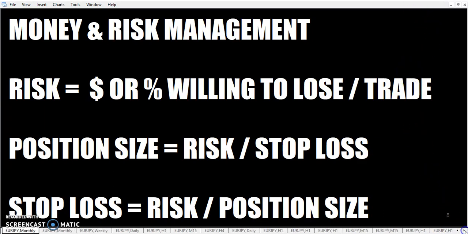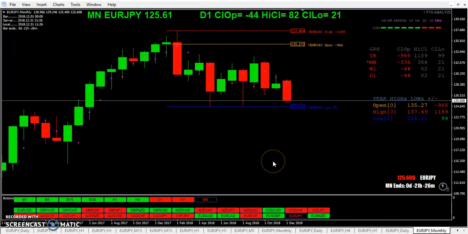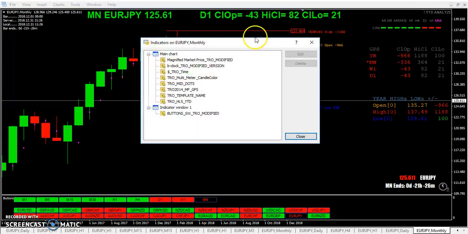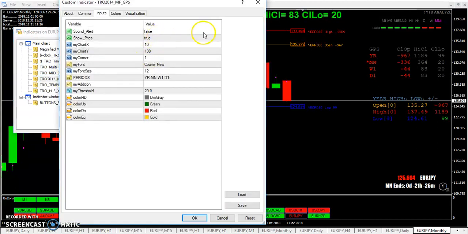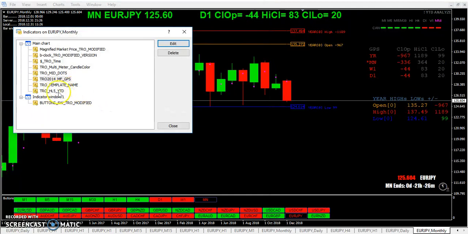Okay, we're talking now about a yearly wrap up. So let's just take a look here. Now I've got what I call my YTD analyze template up here to see what the indicators are. We've got the 2014 multi-frequency GPS, which is this indicator right here if you want to look at the different frequencies. But we really don't have to look at that one. We can just use the TRO HL5 year to date.